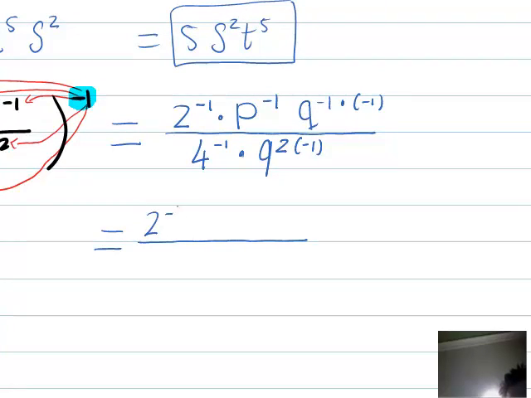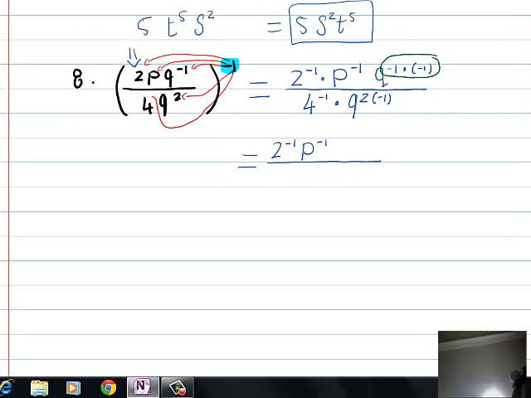So 2 to the negative 1 stays the same, p to the negative 1 stays the same. I'm going to multiply these together. If I multiply that together, I get q to the first power, then 4 to the negative 1 power, and then q to the negative 2 power. Now I'm going to highlight all the negative powers, those are the ones that I have to move either up or down so that the sign changes.